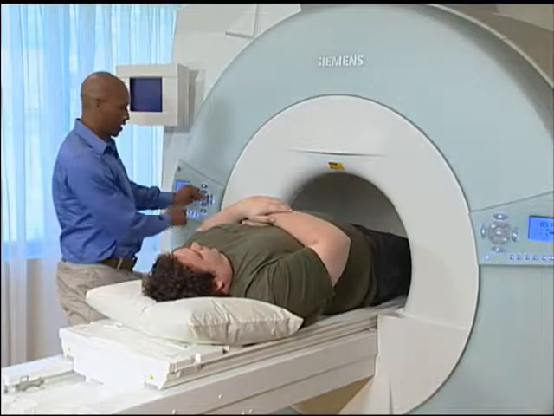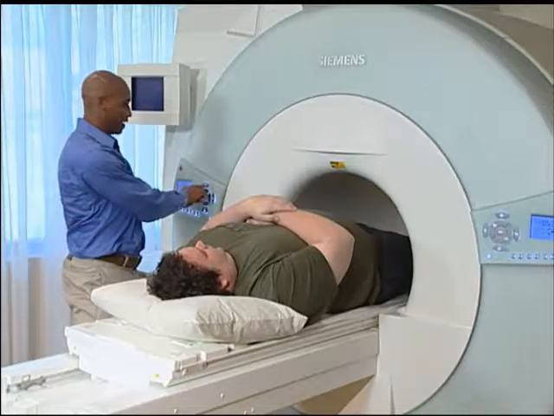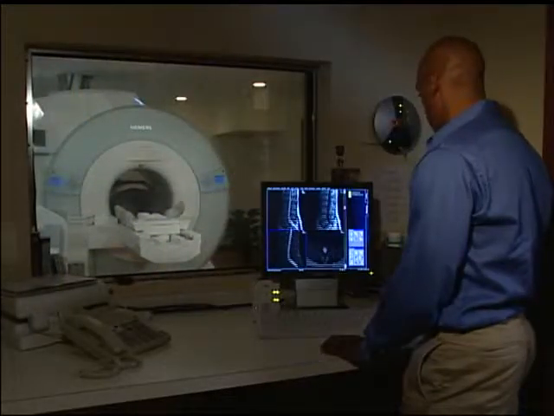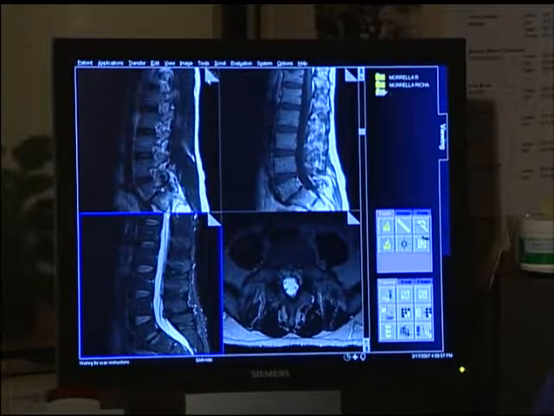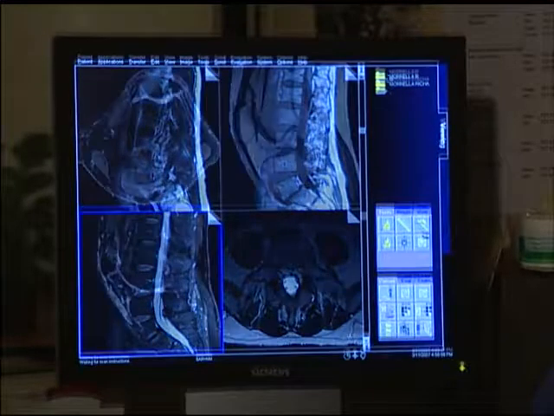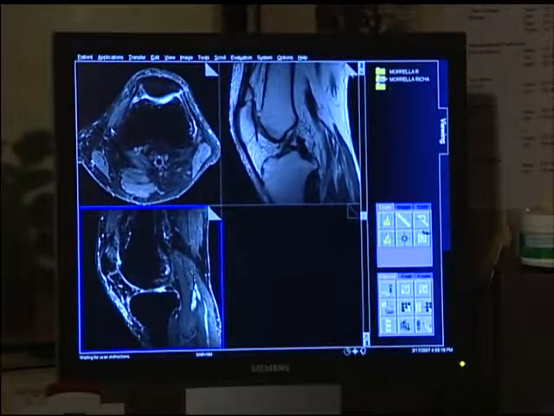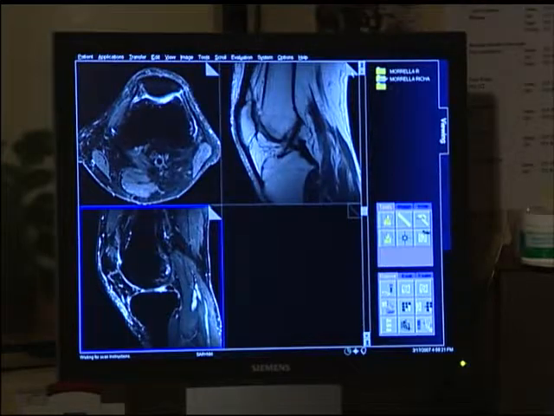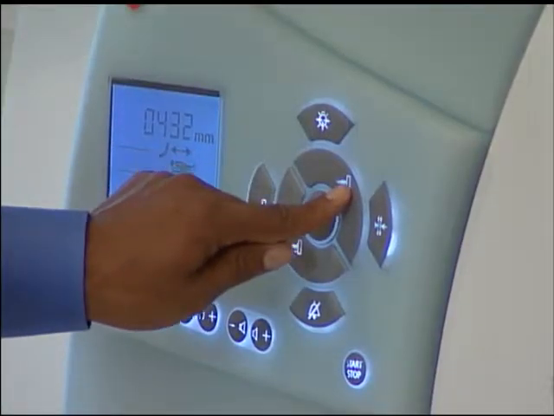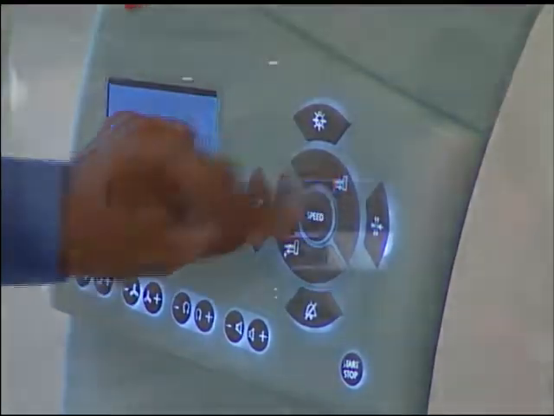It's also possible that you may require an injection of contrast to enhance the distinction between certain tissues. This contrast is specific for MR imaging and is different from that used for CT and X-ray examinations. The need for this contrast will depend on the type of MR exam your physician has prescribed.